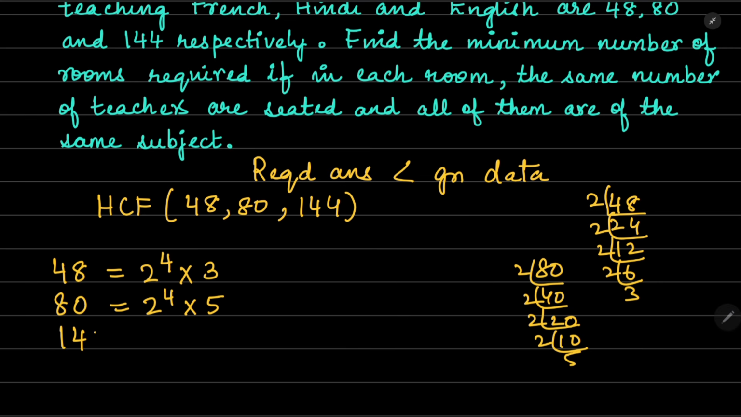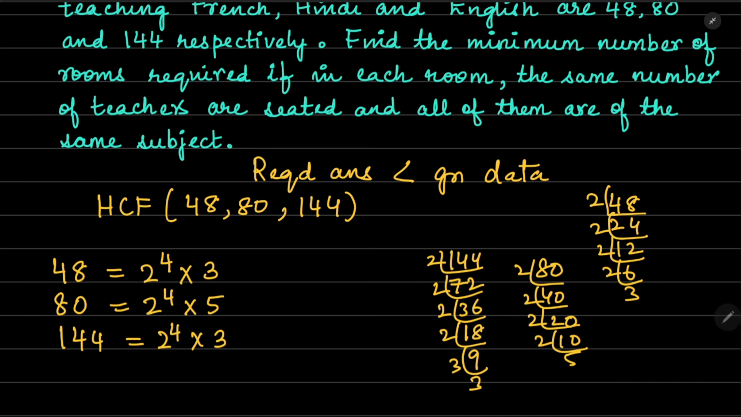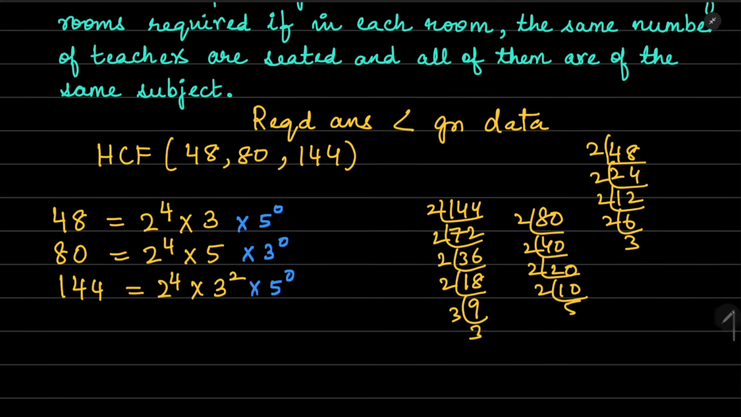And for 144, 2 7s are 14, 2 3s are 6, so 2, 3, 6. Again 2 1s are 2, 2 8s are 16, again 2 9s are 18 and then 3 3s. So it is 2 to the power 4 multiplied by 3 square. Now let us make the powers common. It is 5 to the power 0. Here also you have 5 to the power 0. Here you have 3 to the power 0.